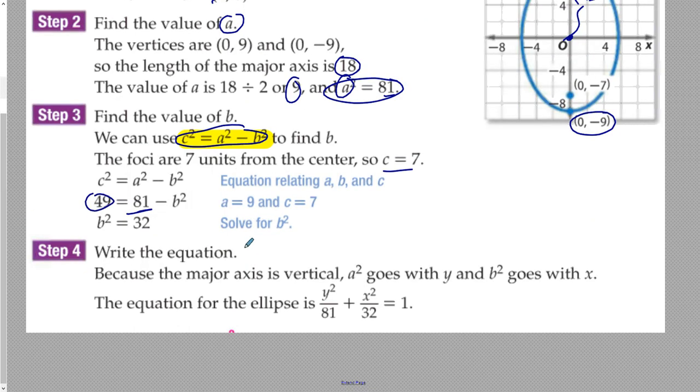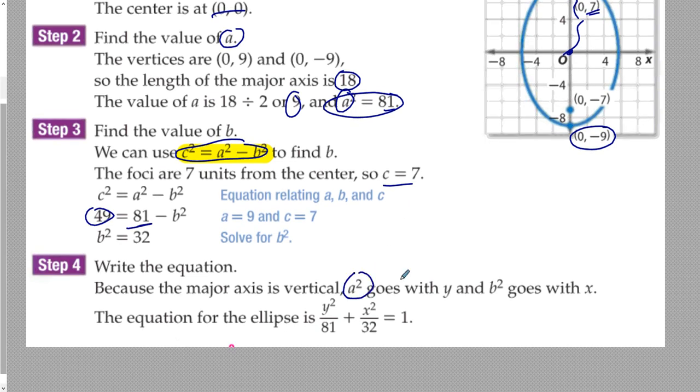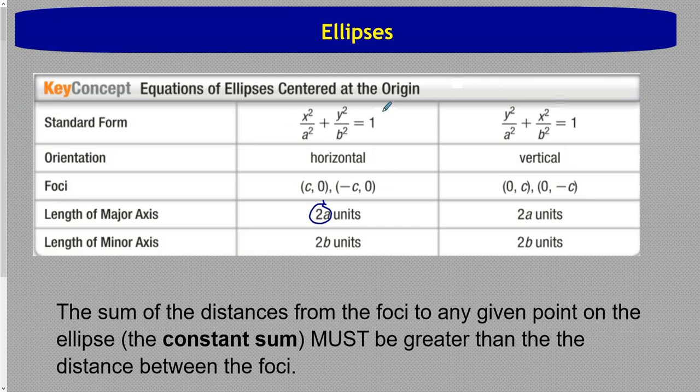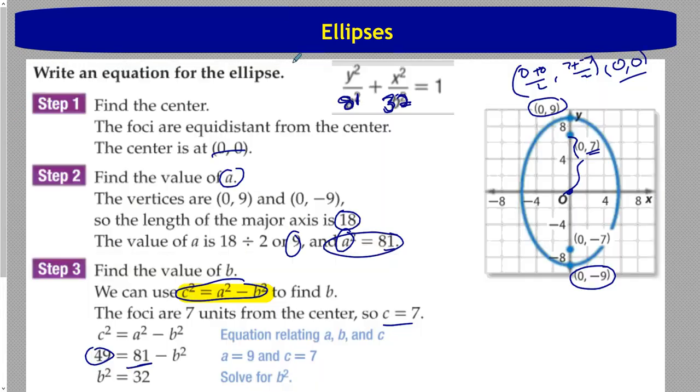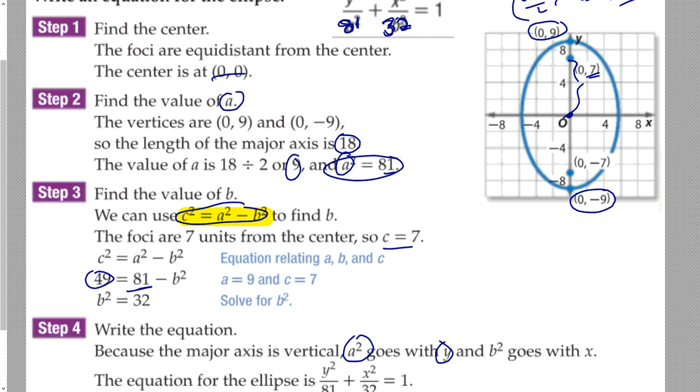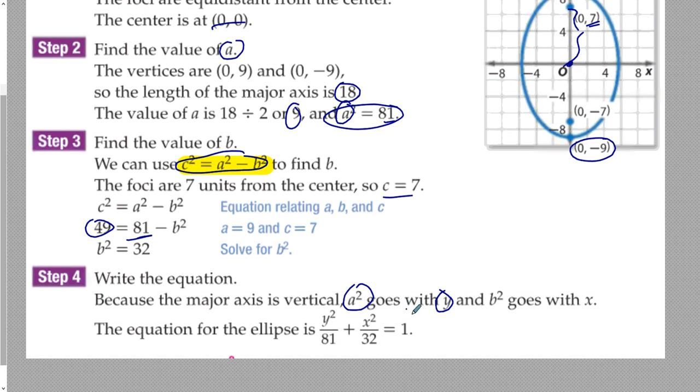Okay, so because the major axis is vertical, a squared goes with y, because if we go back here, for a vertical one, a squared and y squared go together, b squared and x squared go together. So what I was writing at the top up here is actually incorrect. Well, no, I guess I had y squared first, so that does work. So y squared goes with a squared, so y squared over 81 plus x squared over 32, and it always equals 1.